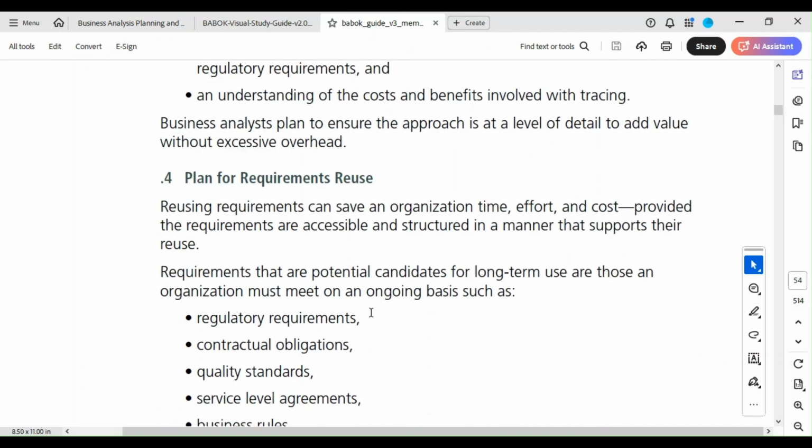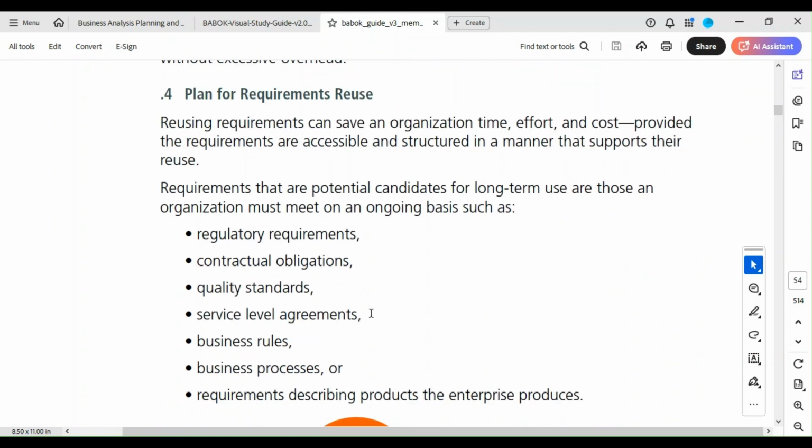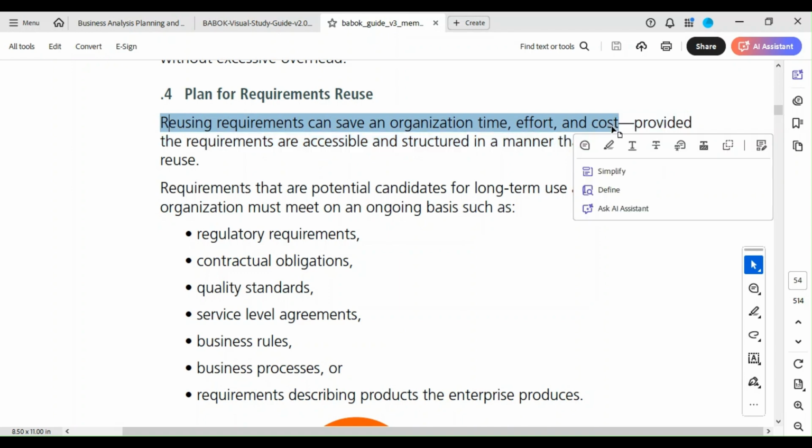Plan for requirement reuse. Reusing requirements can save an organization time, effort, and cost. Yes, please, this is very important. When you reuse a requirement, it will save you a lot of time, effort, and cost. For example, you have so many departments under an organization, and this department wants a system that will help them telemarket, or a system that would help them, let's say, analyze user preference.